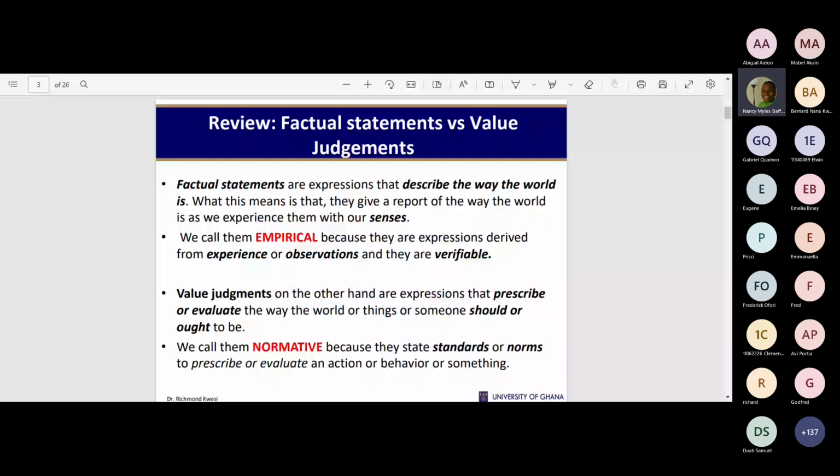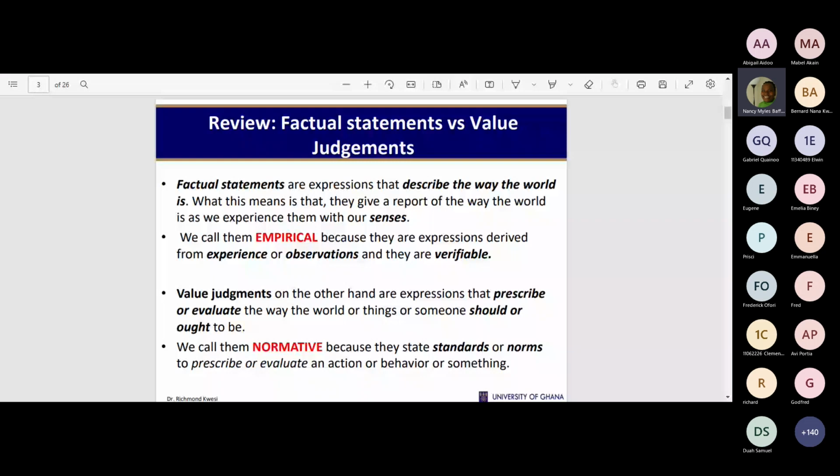Factual statements. Very good. Factual statements are expressions of the way the world is. What this means is that they give reports of the way the world is as we experience them in our senses. We call them empirical because they are experience of observations and are verifiable. Very good.